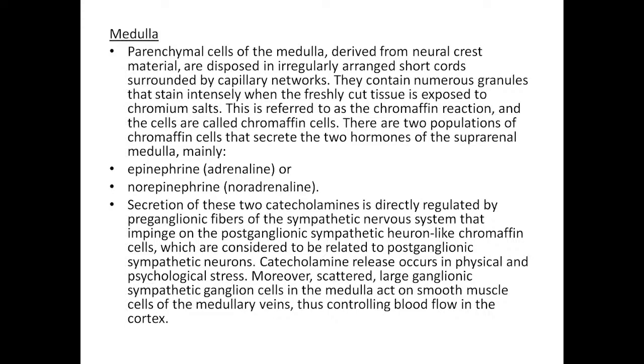regulated by preganglionic fibers of the sympathetic nervous system that impinge on the chromaffin cells, which are considered to be related to postganglionic sympathetic neurons. Catecholamine release occurs in physical and psychological stress. Moreover, scattered large sympathetic ganglion cells in the medulla act on smooth muscle cells of the medullary veins, thus controlling blood flow in the cortex.